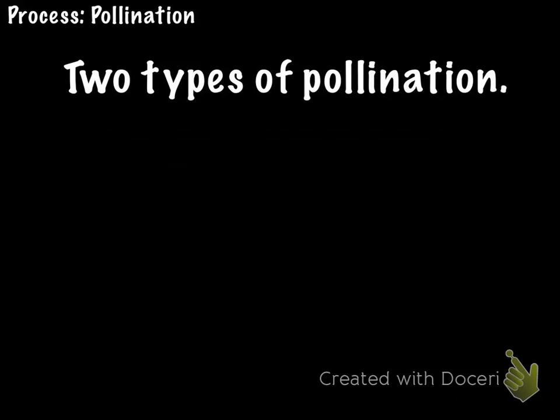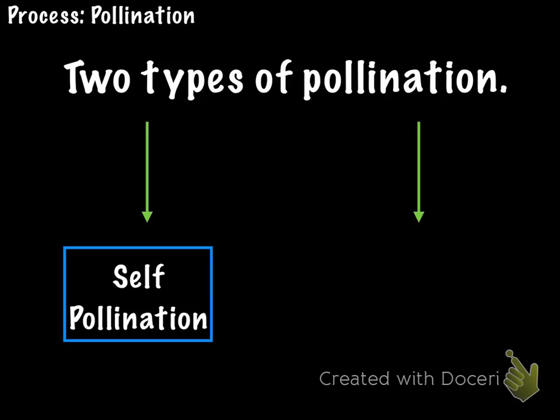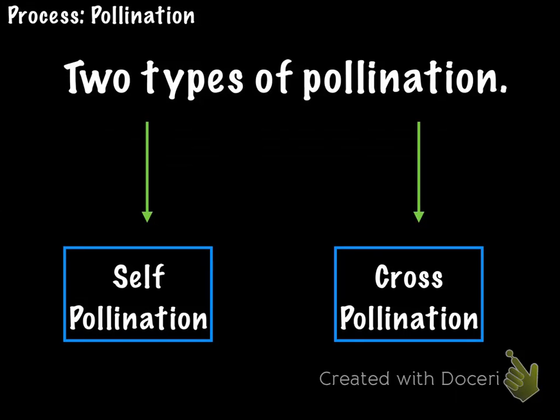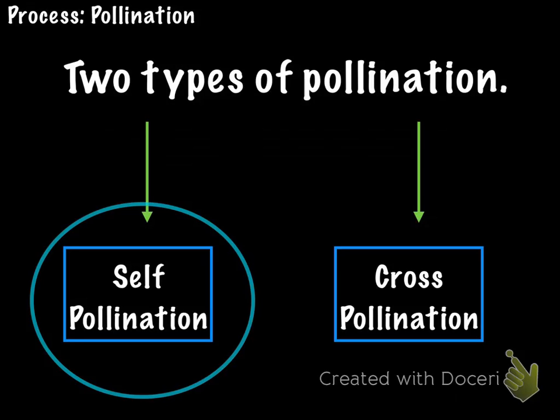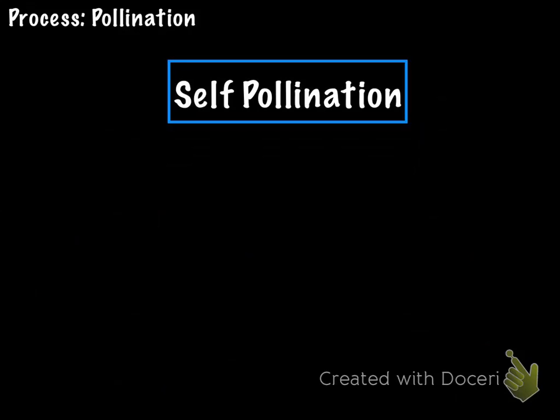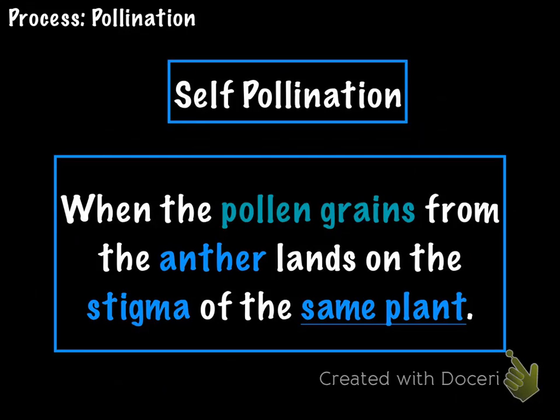I'm very sure all of you guessed it right. Okay, we have self-pollination and we have cross-pollination. Now, let us take a look at self-pollination. What is self-pollination? Self-pollination is when the pollen grains from the anther land on the stigma of the same plant. The key word here is same plant.